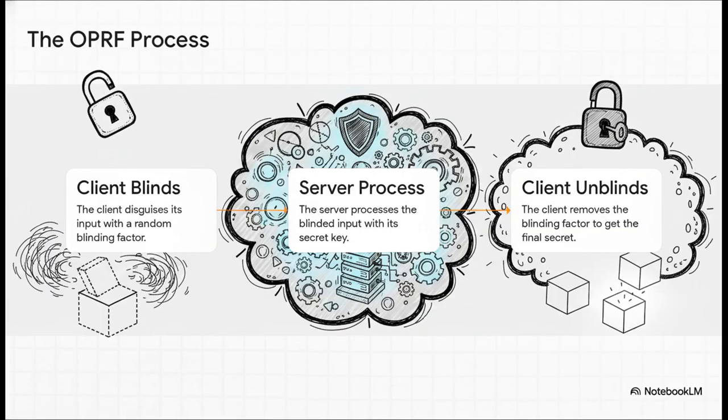So it all boils down to this three-step cryptographic dance. First, you blind your secret. Imagine putting your password into a locked box that only you have the key for. Second, the server takes that locked box, adds its own secret sauce to it, and gives it back. And third, you use your key to unlock the box and get the final, super secure value. Blind, evaluate, unblind. Your actual password is never out in the open.